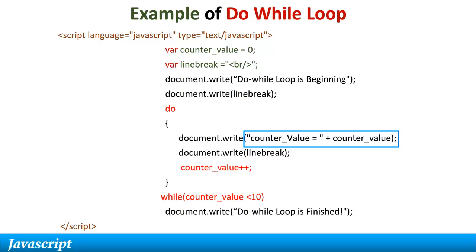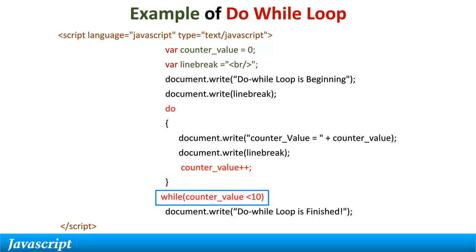Then the body of the loop closes, and then the while keyword followed by the rounded brackets in which the condition counter value is less than 10 is checked. When the value of the counter value becomes 15, the condition becomes false and the loop exits, printing do while loop is finished in the output.